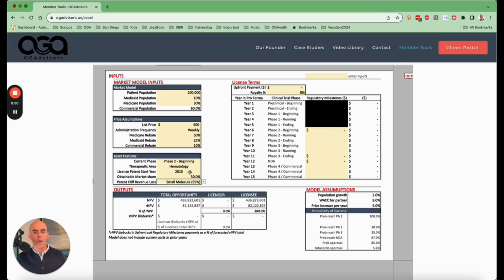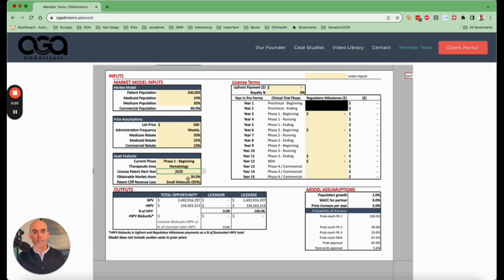And so if we are now in 2023 and we are just starting our phase 1, then we can assume that we'll have 8 years of development, or maybe more, and we will have probably a few years of commercial exclusivity at the margins and the price that we want before the patent cliff comes. And so the licensed patent year is really important.